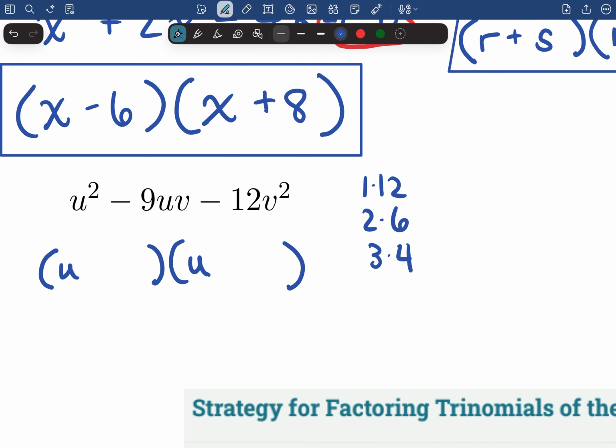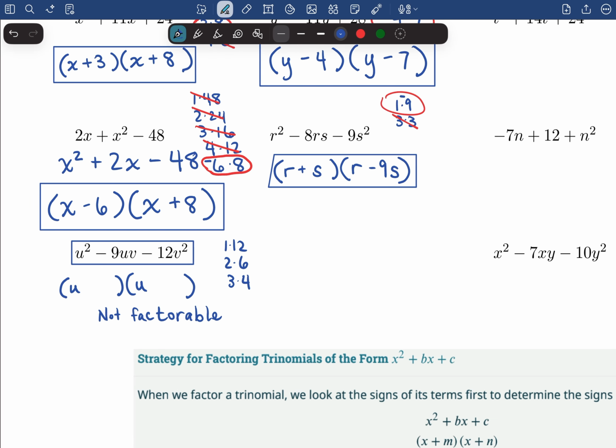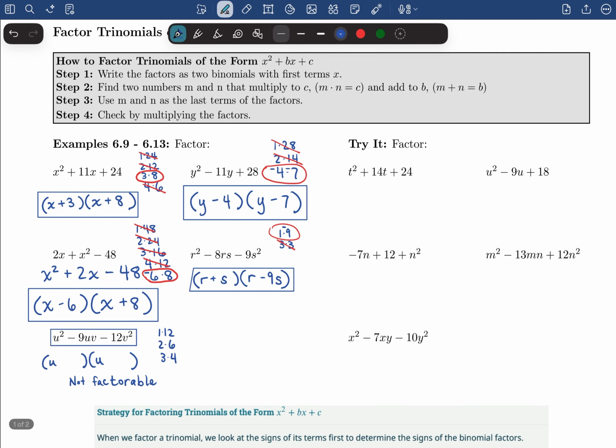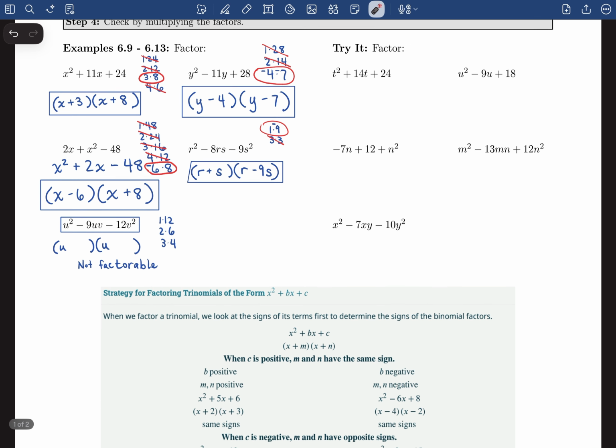So we stop right there and we say, well, this is not factorable. This is the answer. This is not factorable. This is important to address because not all trinomials can be factored, and we have to recognize when they can't be. Yes, the other ones could be factored, but with this one we tried to do it, and it just didn't work. It's not factorable.